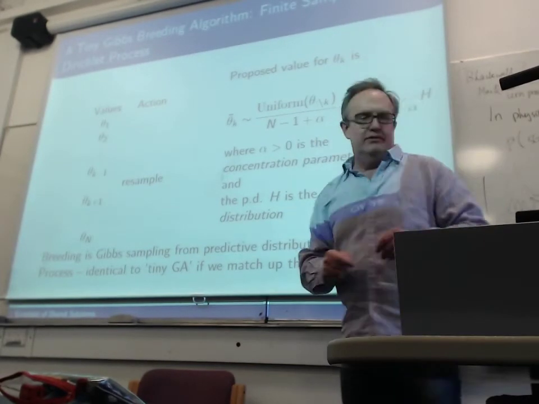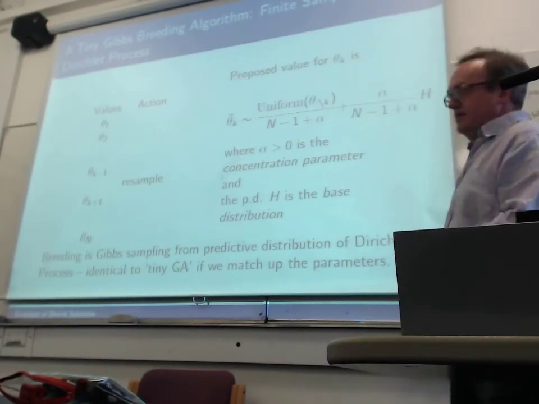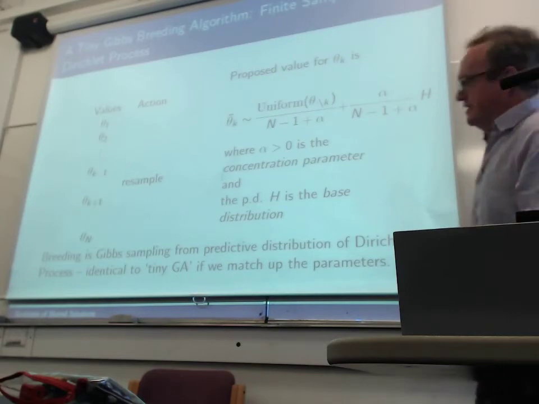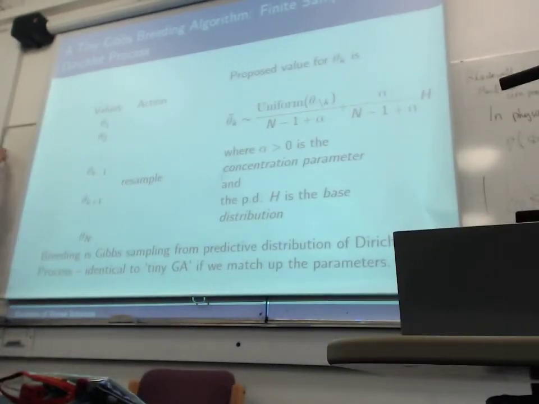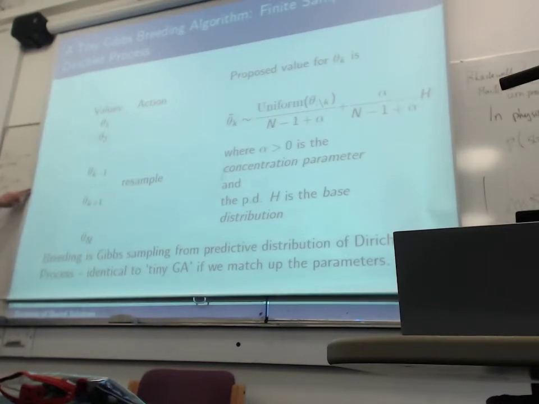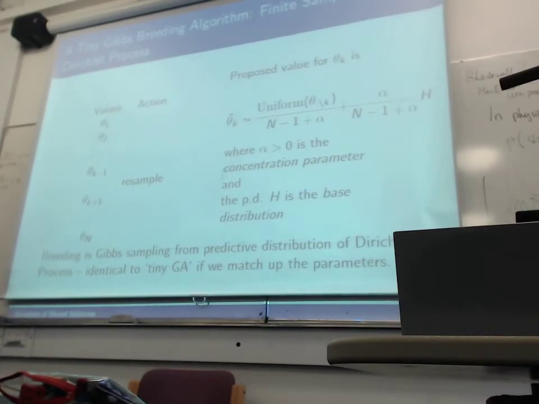That's quite wrong. Oops. Because you see, what I want is that n over n minus 1, n minus 1 over n minus 1 plus alpha equals 1 minus u, and alpha over n minus 1 plus alpha equals u. Right? That's really painful. This slide is wrong. Never mind. That's what it should be.